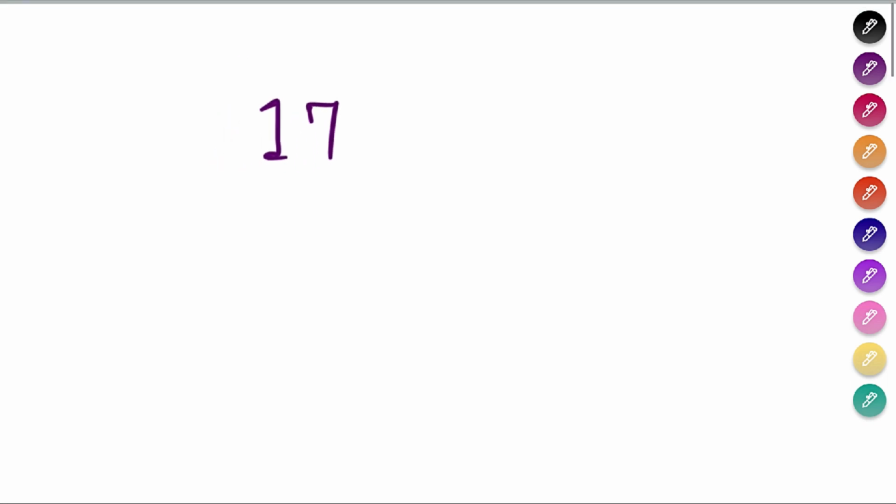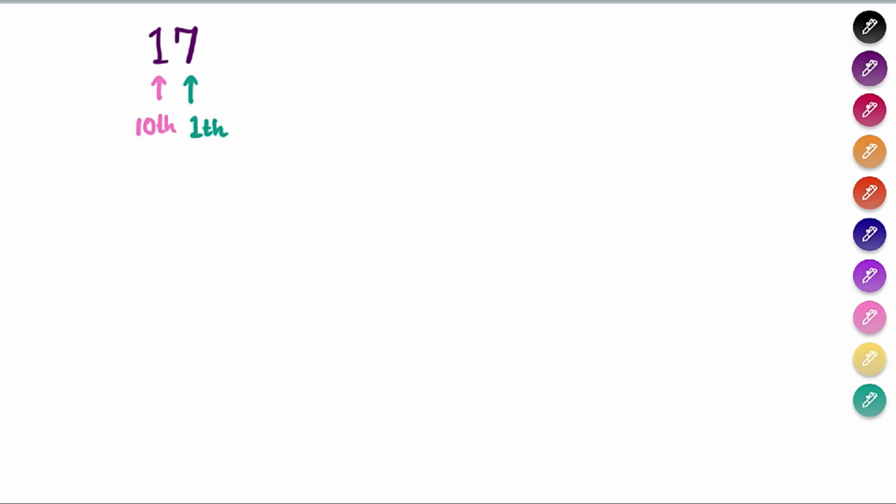Suppose I write a number 17. We know the first digit, the rightmost, is the 1's place. We know that, don't we? Similarly, the second from the rightmost is the 10's place.